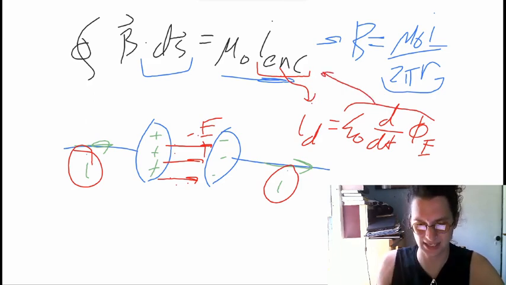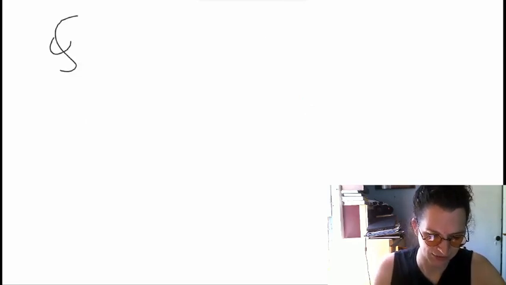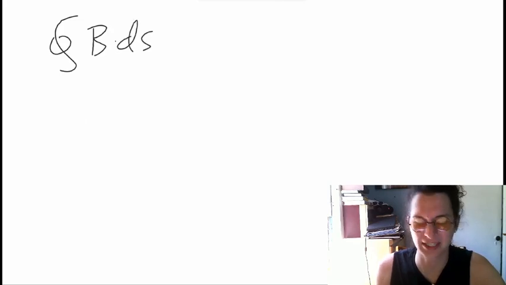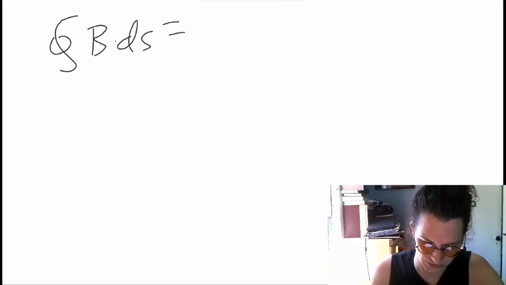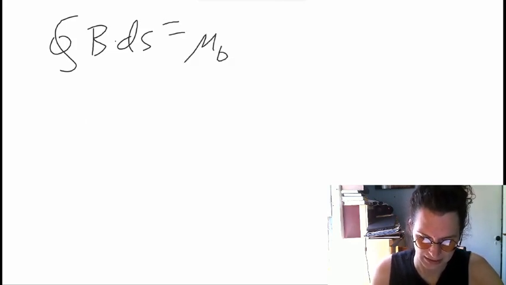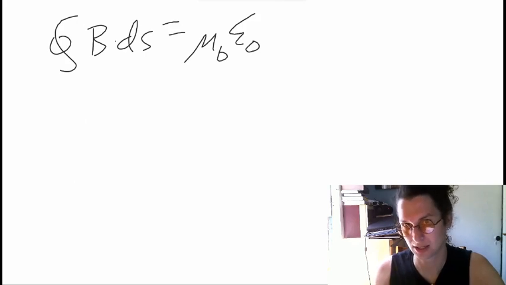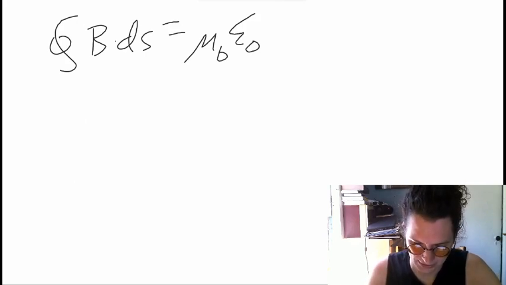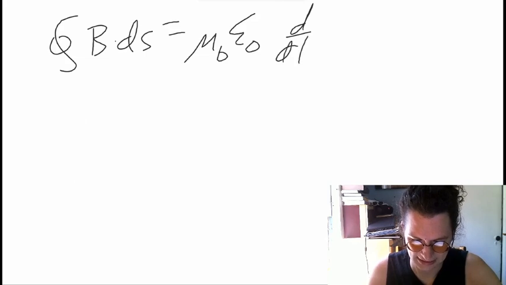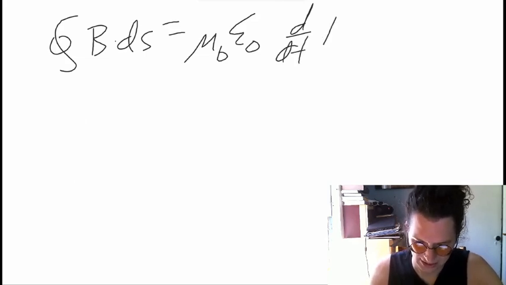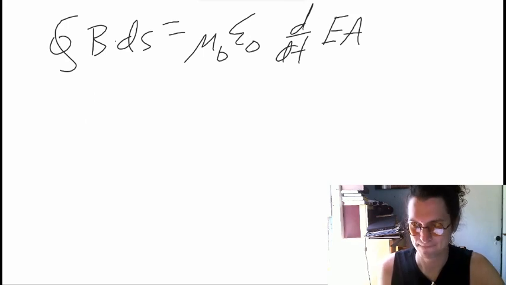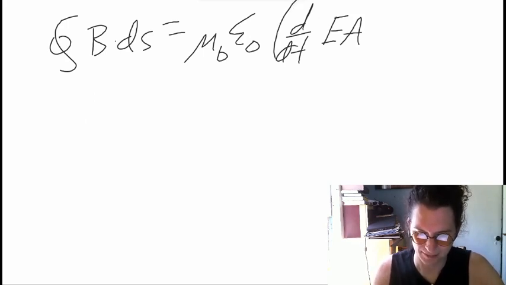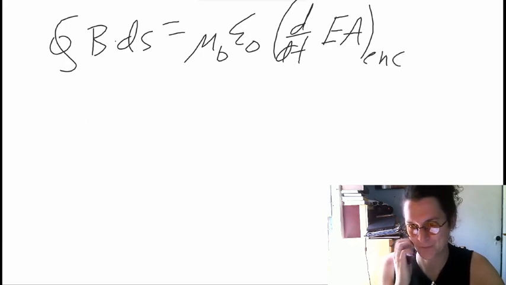So we're going to put all of this together now. I'm going to write this all on one page. We'll have that the line integral of B dot ds, which is typically going to be B times some perimeter around some region, will be equal to mu naught epsilon naught, both constants, times d/dt of the electric flux, which I'll write as EA. And then the last thing is to remember that this needs to be just that which is enclosed inside of a given region.